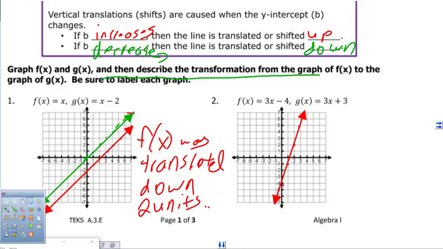Now we can go ahead and do the same thing for the other. 3x plus 3. So we start off at 3, and we're going to go up 3. 1, 2, 3, right there. And then 1, 2, 3, right there. And we go ahead and pull our line across there.